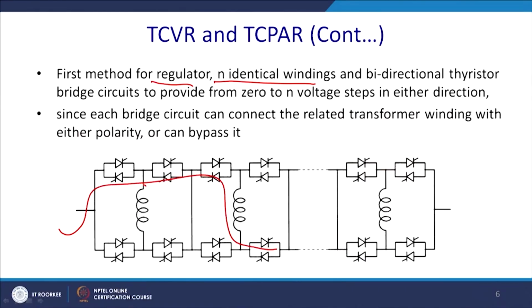Then this magnetic path is bypassed, so the number of turns is reduced, and you can increase or decrease the number of turns depending on the switching of the thyristors. In that way you control it, and since there is no delay angle control, ultimately you will get less harmonics. Each bridge circuit can connect the related transformer winding with either polarity or can bypass it. So, this is the case.